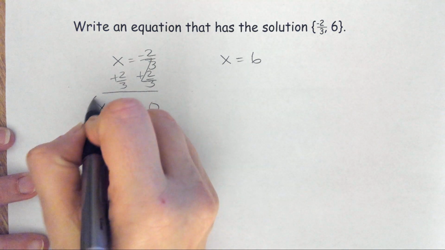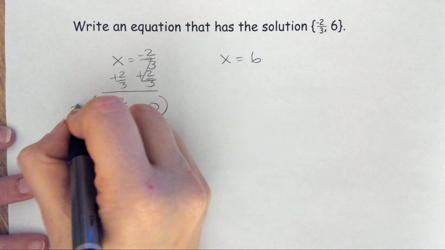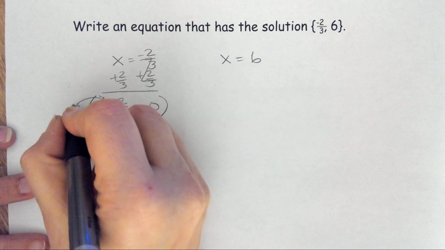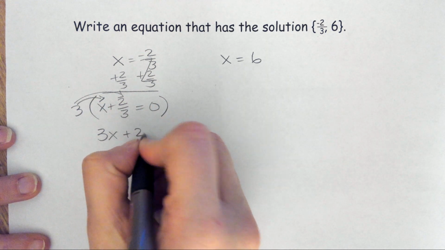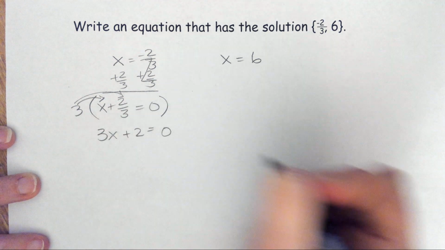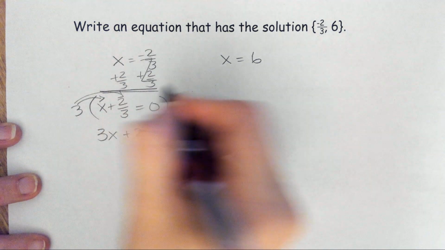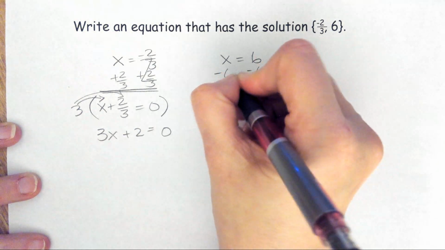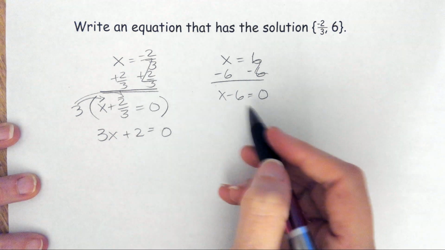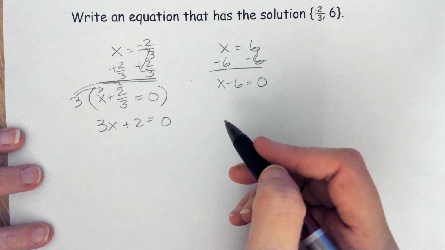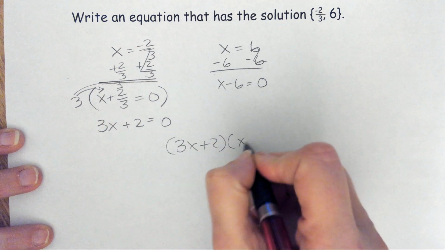So if I want to get rid of this fraction, I have to multiply everything by the denominator, which is 3. 3 times x is 3x. 3 times 2/3 is 3 times 2 is 6, divided by 3 is positive 2. 3 times 0 is 0. So there's my factor. Okay? Now, this one's our usual easy one. x minus 6 equals 0. So now I have my two factors, so I'm going to multiply them together. So I have 3x plus 2 times x minus 6 equals 0.